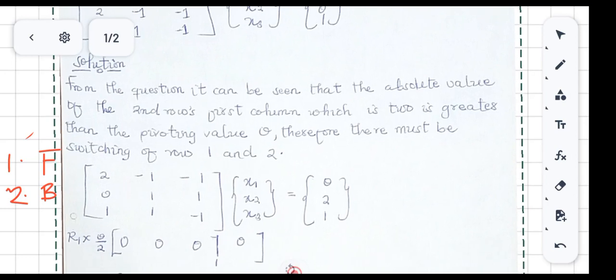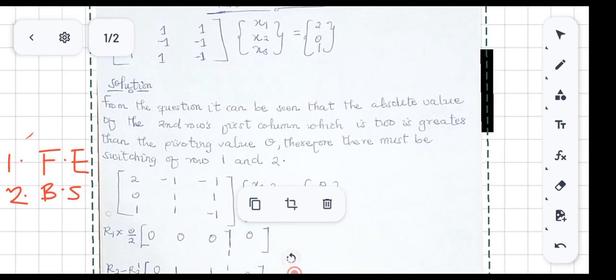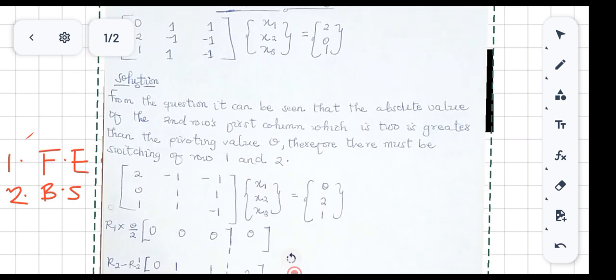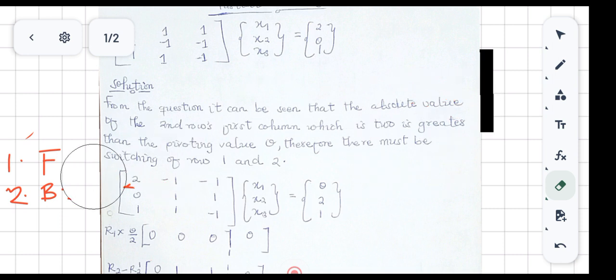Okay, so we can see now row 1 is here. Now you can see row 1. Okay, let me erase this. Sorry, let me erase this. Okay, sure.